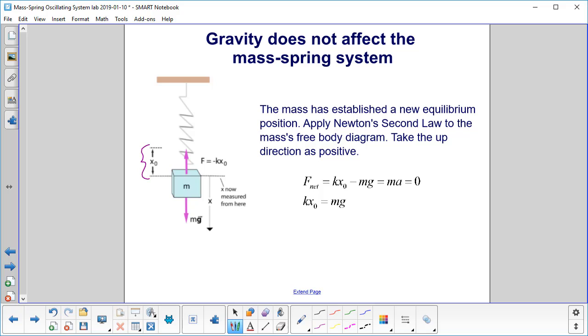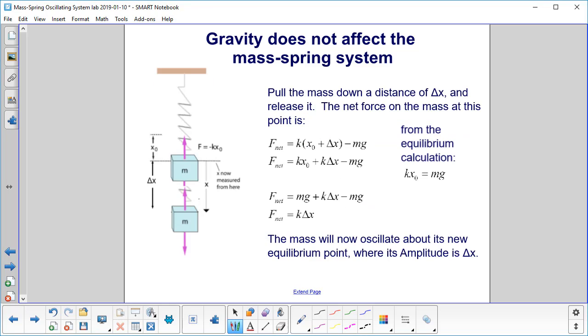We will apply Newton's second law to the free body diagram. We'll take the up direction as positive. So the net force is kx0, and we're getting rid of the negative sign now because we're saying up is positive, and mg will be negative. That equals ma, but it's not moving, so that equals 0. So we have kx0, where x0 is our new equilibrium position, equals mg. Here is our new equilibrium position. It's a distance x0 down from the equilibrium position without the mass.